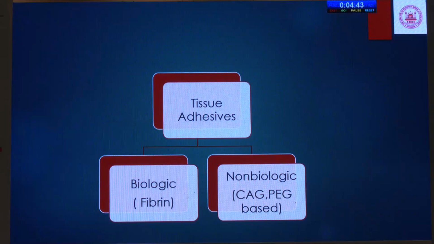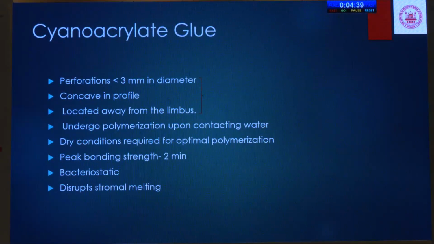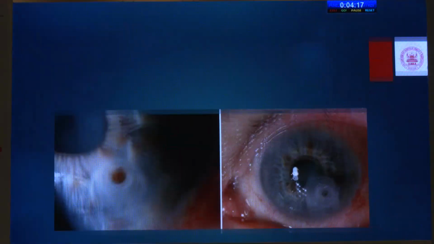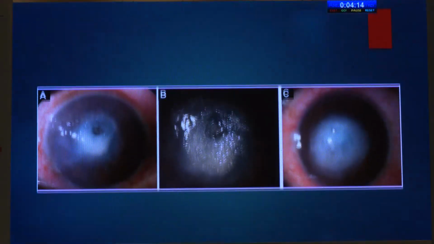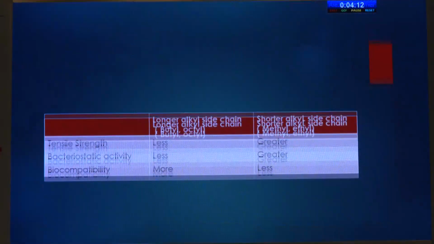Tissue adhesives are broadly divided into biological and non-biological, which we all know. But the most commonly used and oldest tissue adhesive, which has been used off-label, is cyanoacrylate glue. It is ideal for perforations which are less than 3 mm in diameter, concave in profile, and away from the limbus. It has the additional advantage of being bacteriostatic and disrupting the stromal melting. So that's quite an important point. This is how the healing happens with the cyanoacrylate glue post-operatively.